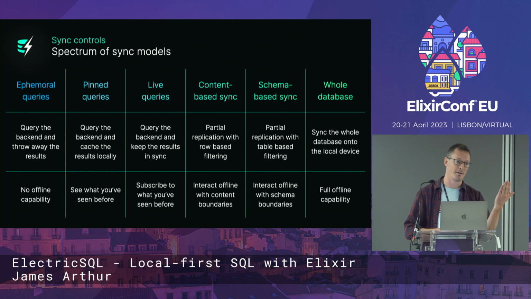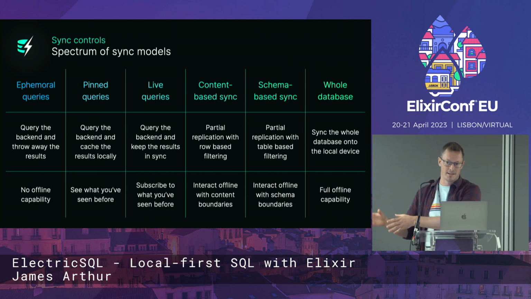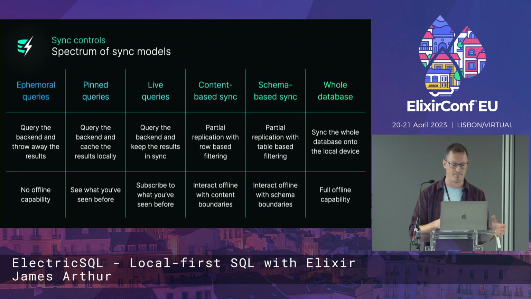So say you've checked the weather, but the weather's updating in the background, you would maintain a subscription to that information whenever you're connected, so that you can keep the data that you're able to view updated. On the far right-hand side, you've got whole database sync, which is the simple case of just syncing the whole database. You're not doing any kind of subsetting. But the two here around content-based and schema-based sync is where you introduce proper partial replication.